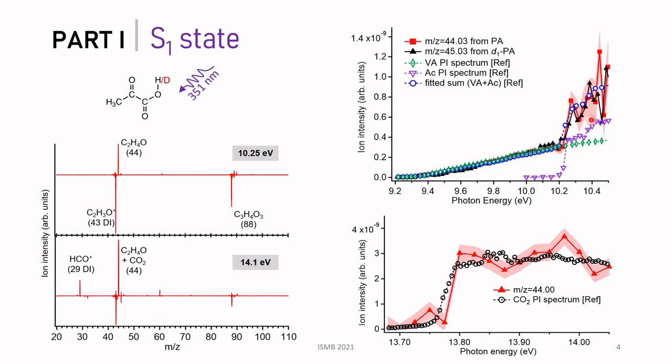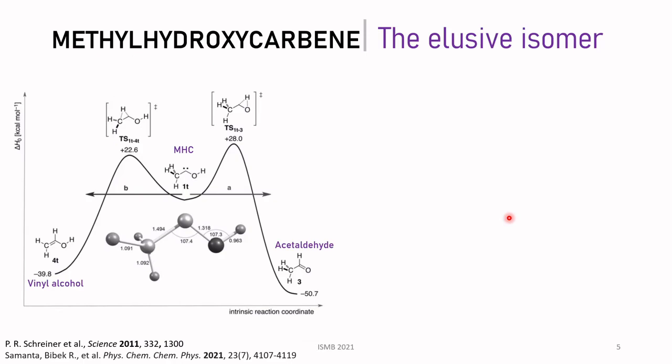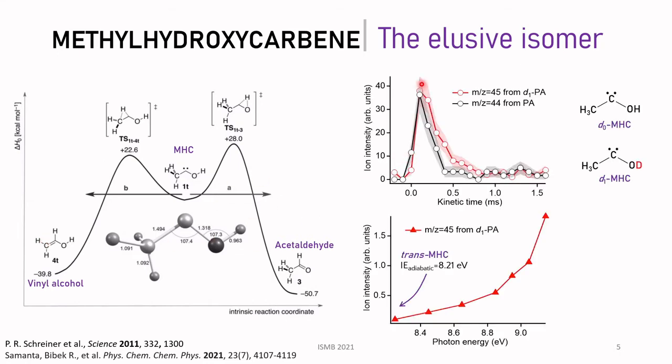For C2H4O, however, we see not just acetaldehyde but also vinyl alcohol in a 2:1 ratio. Now, this is already a big deviation from previous results because this is the first time the vinyl alcohol tautomer has been observed in this process. While this serves as an indirect evidence for the formation of methylhydroxycarbene, which once formed can isomerize to both the thermodynamically favored acetaldehyde and the kinetically favored vinyl alcohol, we could also directly observe a transient species with the correct mass for both D0 and D1 methylhydroxycarbene, whose photoionization spectrum happened to line up pretty well with our calculated ionization energy.